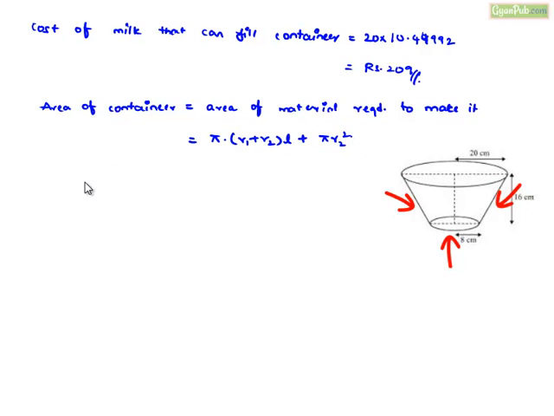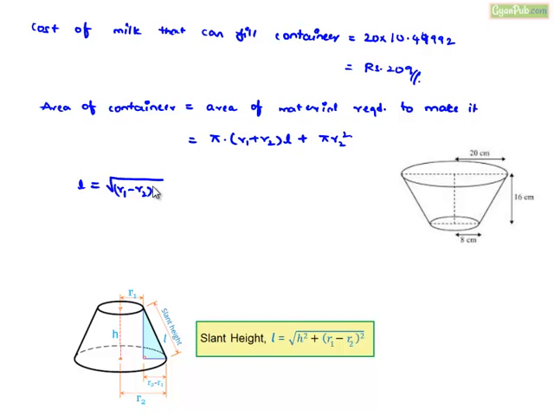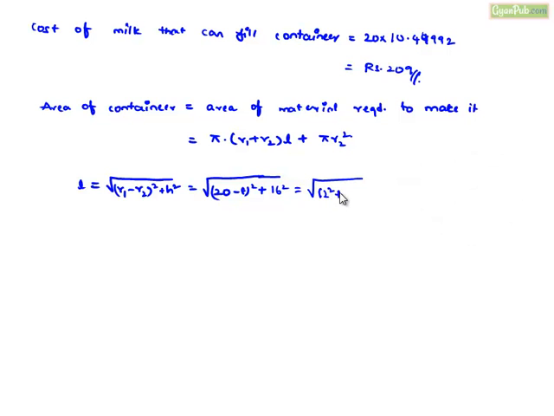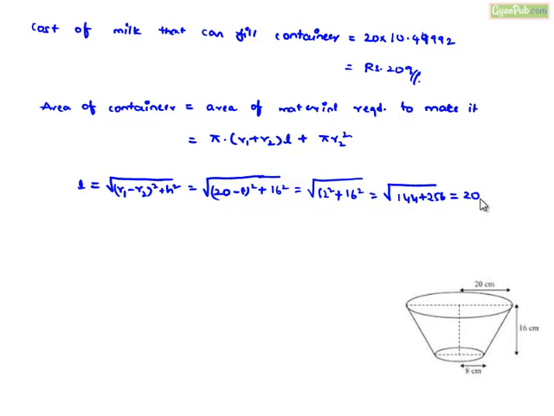but we don't know the value of L. For the frustum, the slant height is given by L is equal to square root of (r1 minus r2) whole square plus h square, which is (r1 minus r2 is 20 minus 8) whole square plus h square is 16 square, which is equal to square root of 12 square plus 16 square, that is square root of 144 plus 256, which is equal to square root of 400, that is 20 centimeters. So let this be as sum A. Now we have all the values.